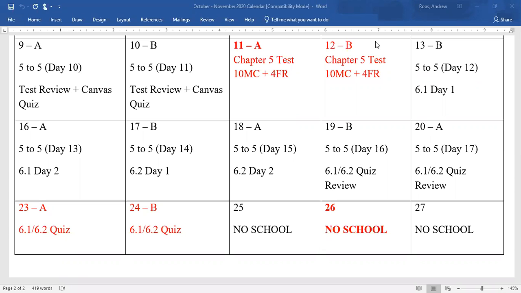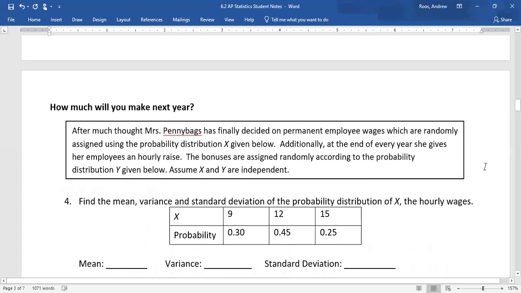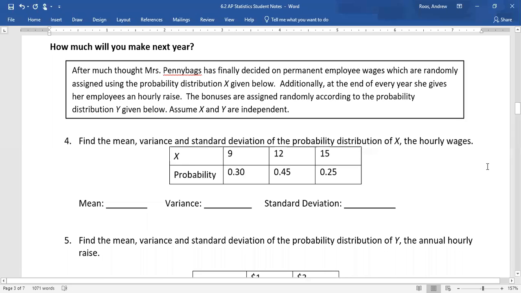Okay. So picking up on 6.2, day 2. All right. So Ms. Pittybag, she's back again. She finally decided on a permanent employee wages, which are randomly assigned using a probability distribution X, which is given below. Additionally, at the end of every year, she gives her employees an hourly raise. The bonuses are assigned randomly according to probability distribution Y, given below. We're going to assume that X and Y are independent.